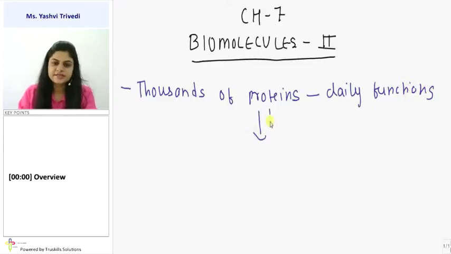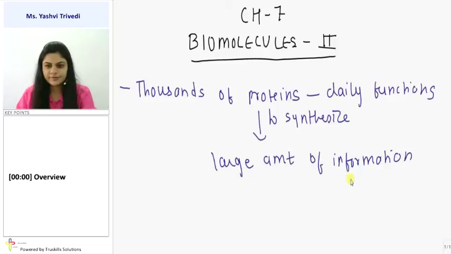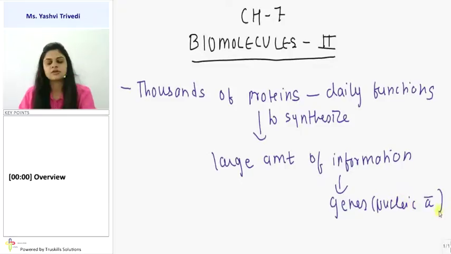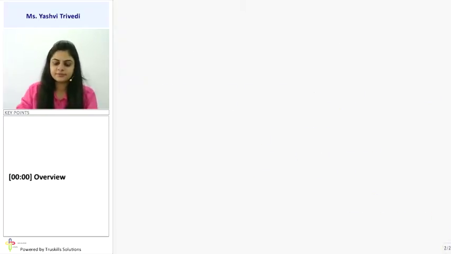To synthesize protein, a large amount of information is required. This information is in the form of genes, which is basically the nucleic acid. So in this chapter, we are going to learn in detail regarding the structure and functions of proteins, nucleic acids and the enzymes, which are at the end a proteinaceous compound. Let us see the topics of this chapter.